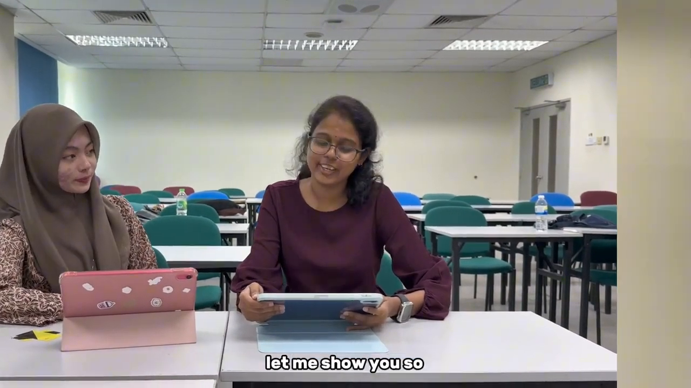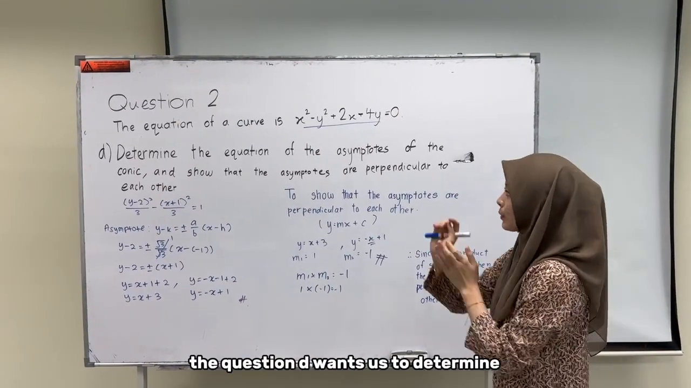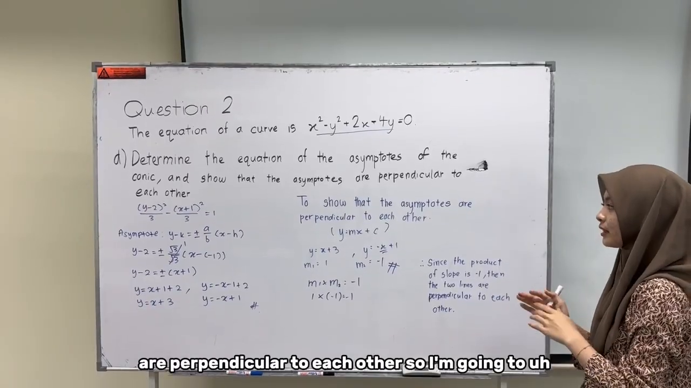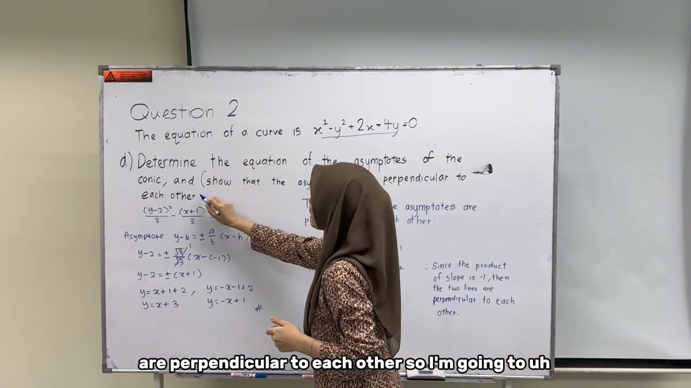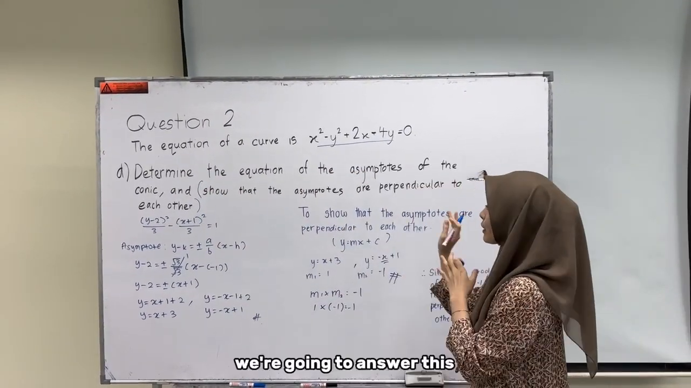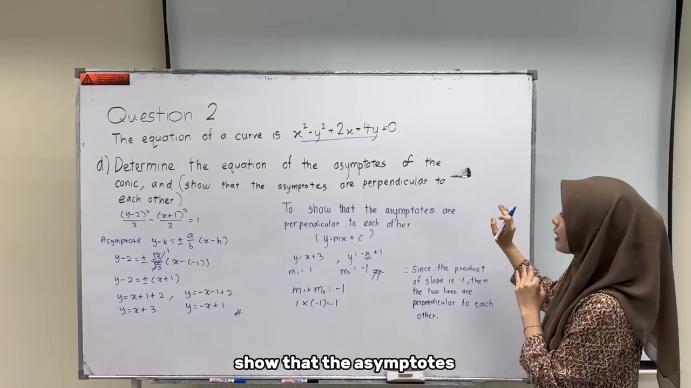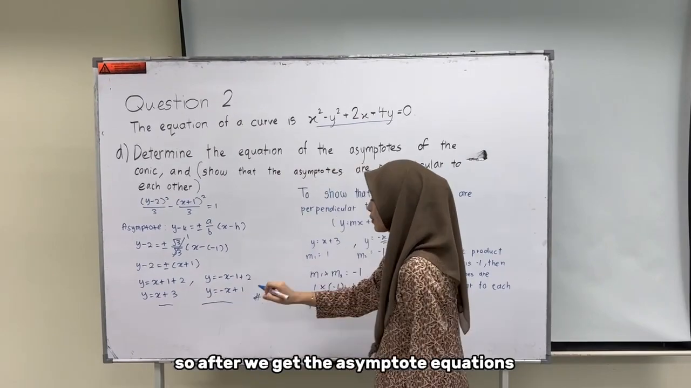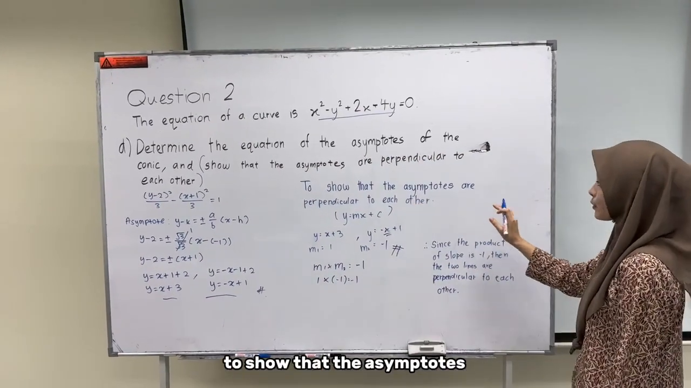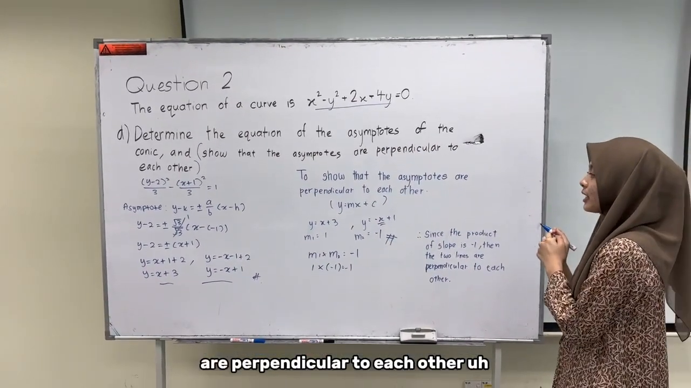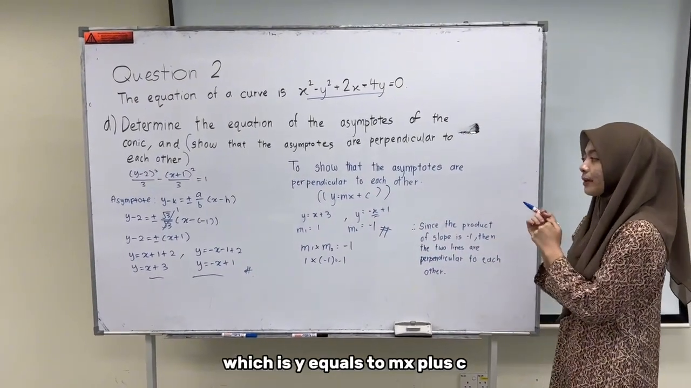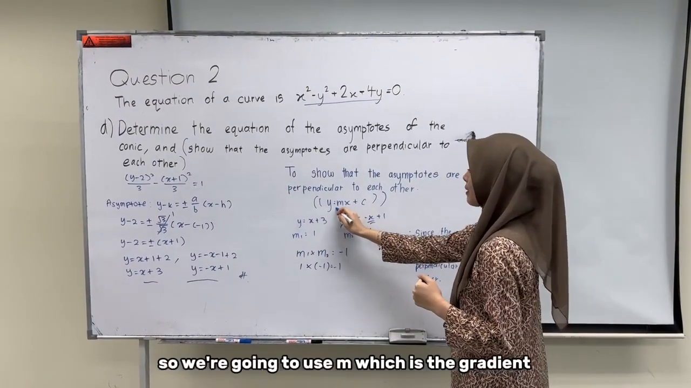So the question D wants us to determine the equation of the asymptotes of the conic and show that the asymptotes are perpendicular to each other. So after we get the asymptote equations, it's going to be easy. To show that the asymptotes are perpendicular to each other, we will use the general slope equation, which is y equals mx plus c. We use m, which is the gradient.